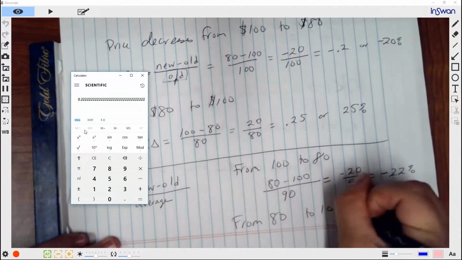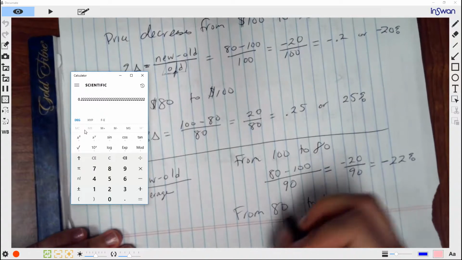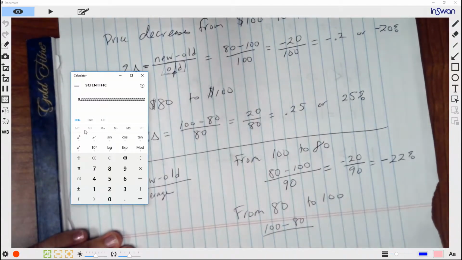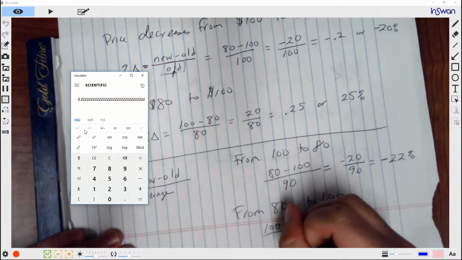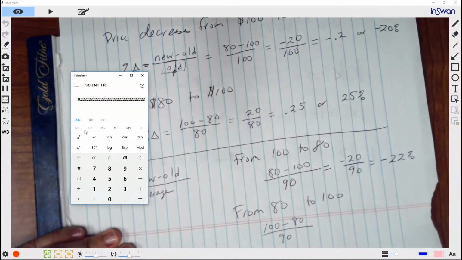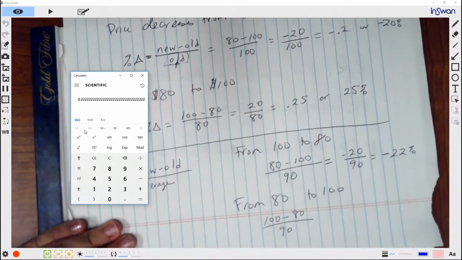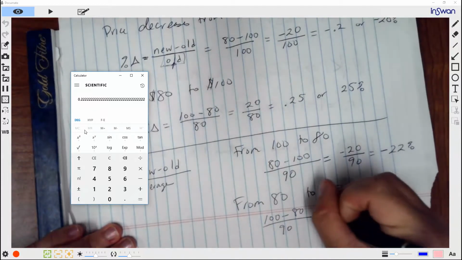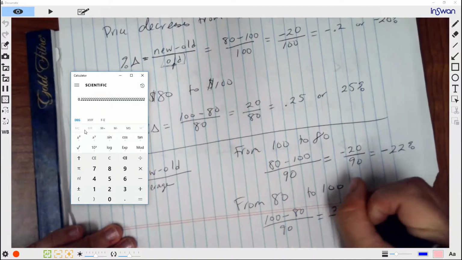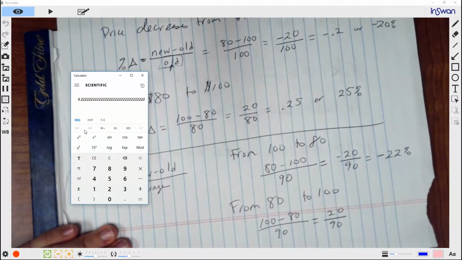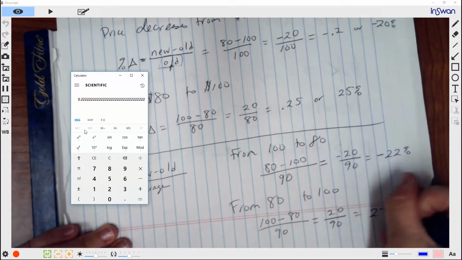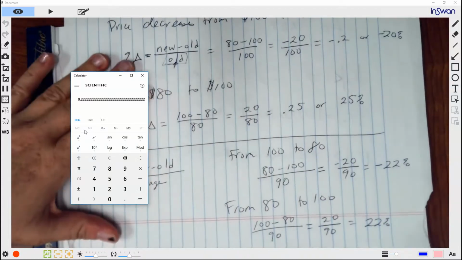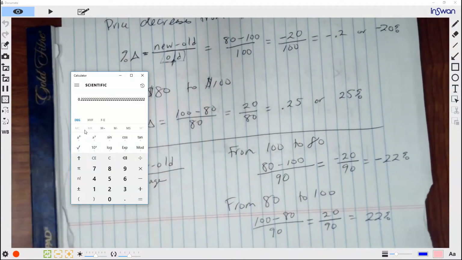Right? What if I went from 80 to 100? Now my new value is 100. My old value is 80. The midpoint is still 90. The average of 180 is the same whether I'm going from 100 to 80 or from 80 to 100. That is the advantage of using this method. Now I get the same exact percent. One of them's negative, one of them's positive, because that's the up or down piece, but they're exactly the same number.